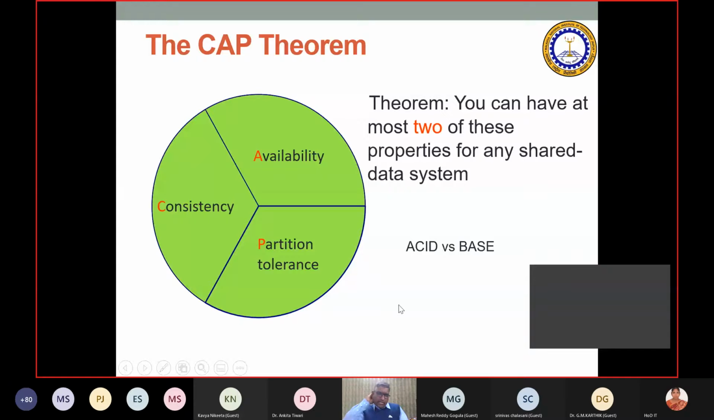Now, the CAP theorem says you can have at most two of these properties for any shared data system. So for any shared data system, you can have two.